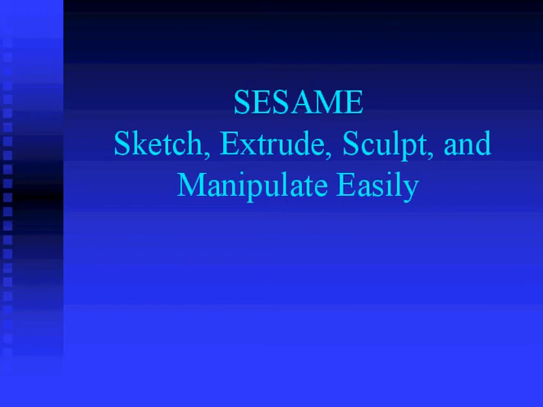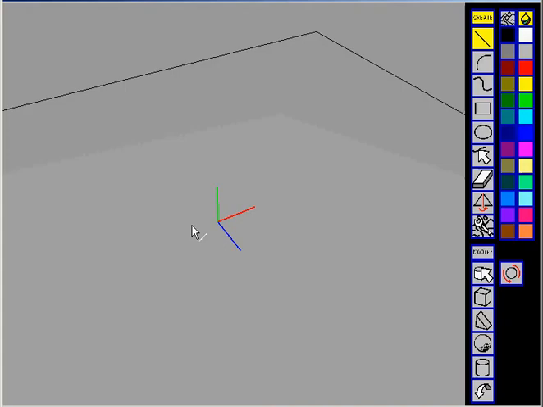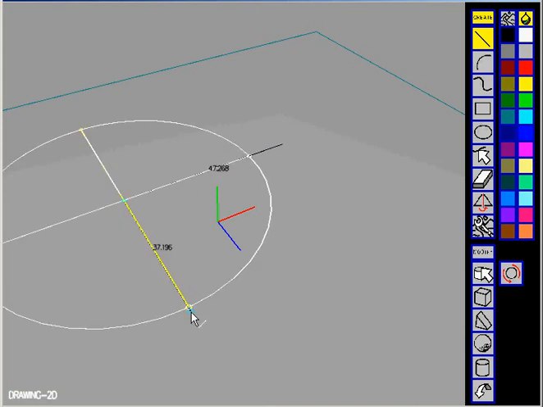This video presents interaction techniques of SESAME, which support rapid creation and manipulation of a 3D scene. This sequence demonstrates a basic drawing and extrusion interface.